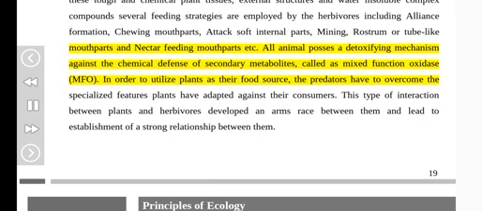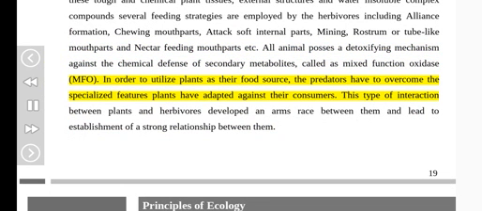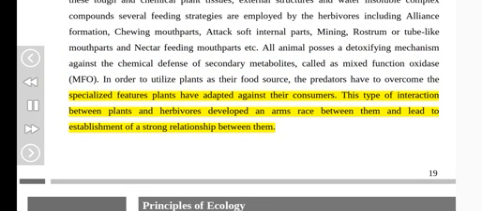function oxidase, MFO. In order to utilize plants as their food source, the predators have to overcome the specialized features plants have adapted against their consumers. This type of interaction between plants and herbivores developed an arms race between them and led to the establishment of a strong relationship between them.